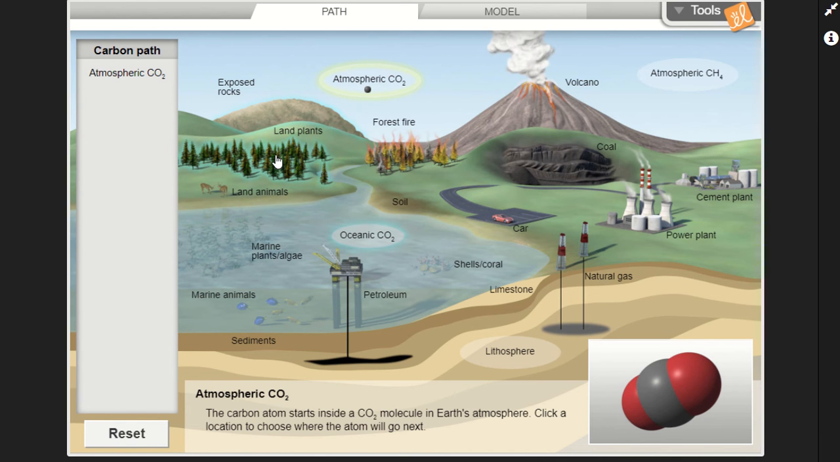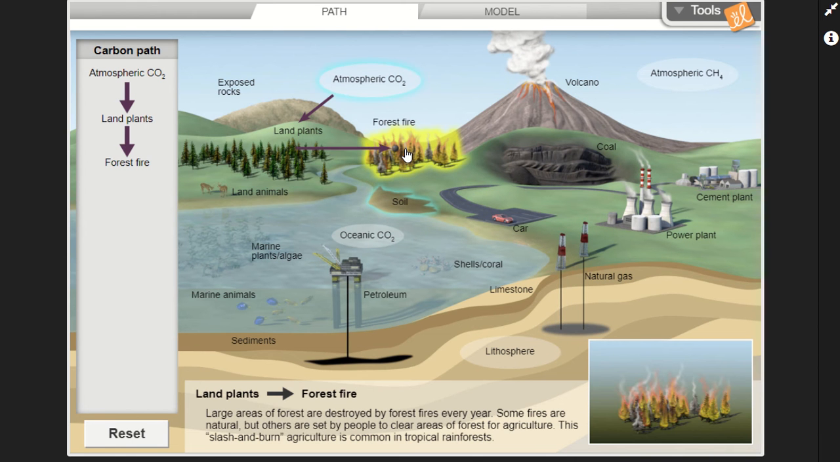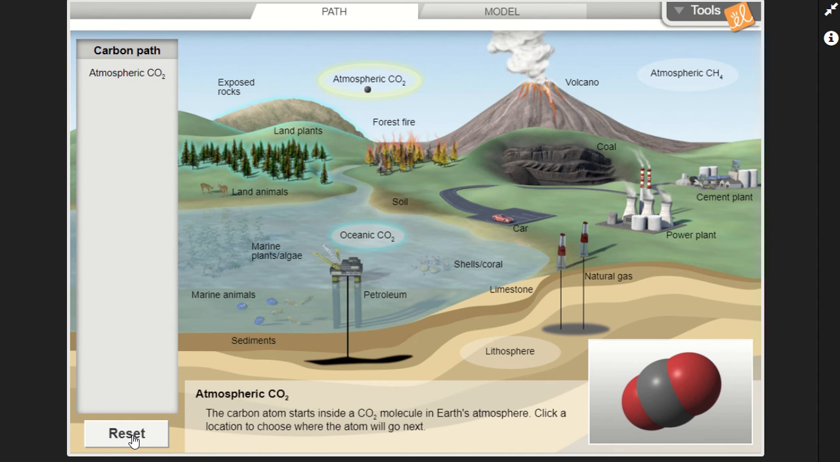So I'm going to click on land plant. So from atmosphere to land plant, I am going to click on the fire. So it gets released back into the atmosphere by fire, by burning. So you can write the word burning. So it goes from atmosphere to land plants to fire, and the burning is what releases it. Okay, so now I'm going to go back and look at the second way we can do this.